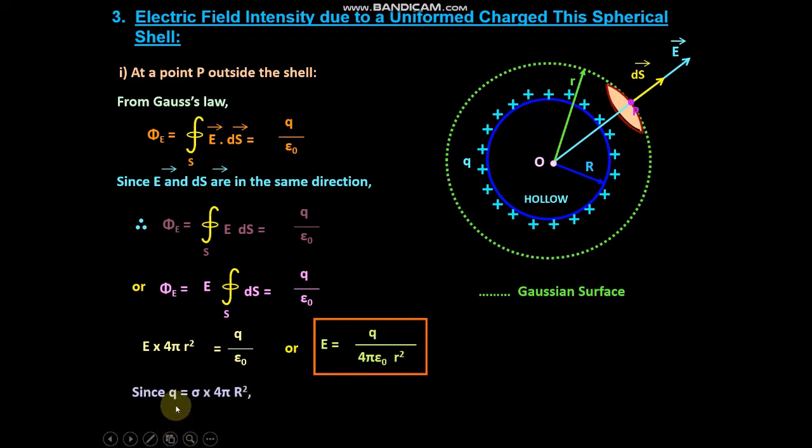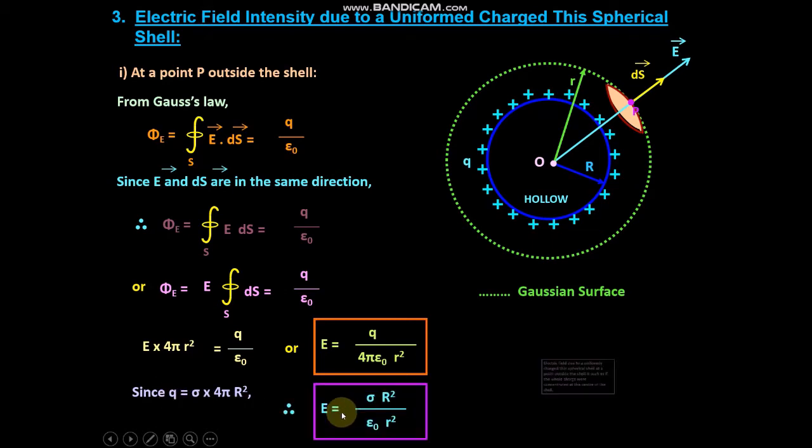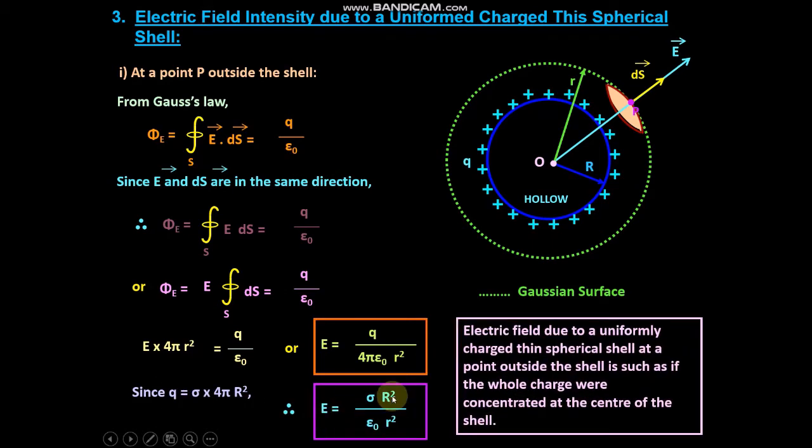You can write like this also, q equal to sigma into 4 pi r square. What is sigma? Sigma is the surface charge density, and q is equal to the surface charge density into the total surface area of the sphere. So how much is that? It is 4 pi r square. So if you multiply this with sigma, then you will get q. So you can rewrite this as E equal to sigma r square by epsilon naught r square.